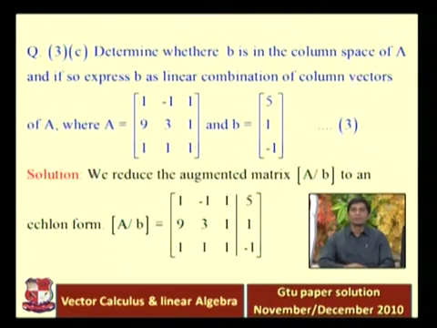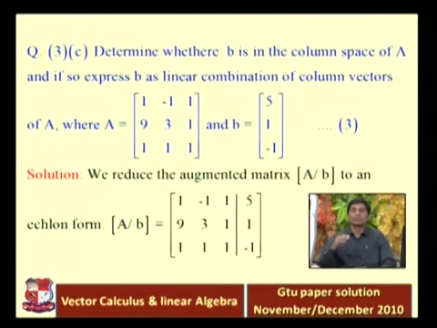Okay. So we reduce the augmented matrix A oblique B to an echelon form. In the augmented matrix, the first part is matrix A and the second is a column vector. First is 1, minus 1, 1, 9, 3, 1, 1, 1, 1, that is our matrix A, oblique column vector 5, 1, minus 1. Now we convert this matrix into a row echelon form, and I hope that you know how to convert any matrix into a row echelon form.